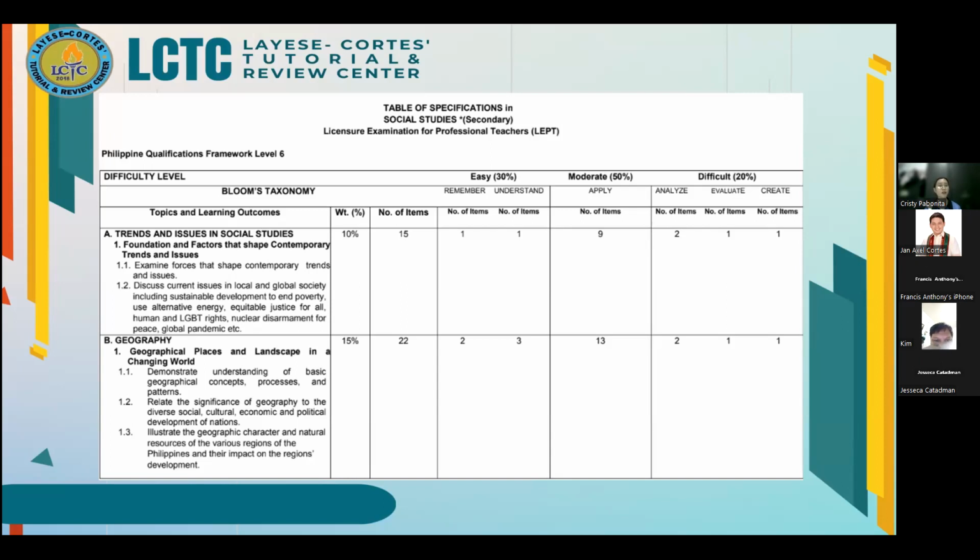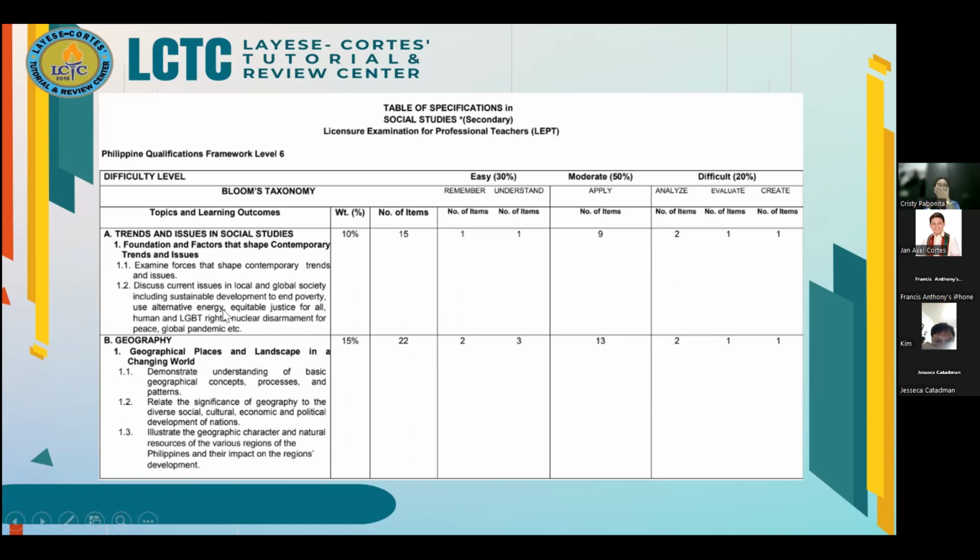We have also geography. Okay, so geography is 15% out of 100 percentage of social studies majors. So there are a total of 150 items. Okay, so out of 150, 22 items is all about geography. Okay, so application of geography is composed of 13 items. So gibahin-bahin na ang 22 according to their classification under Bloom's taxonomy.